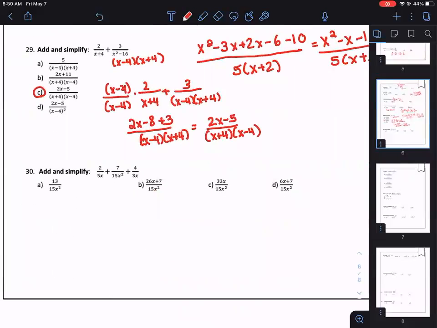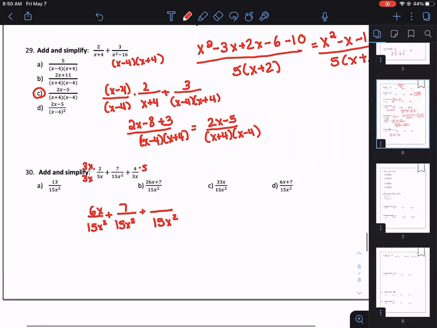In our next example, we're going to get a 15x squared. So that would be our least common denominator. You can see the second fraction already has it. So we just have to manipulate the first. 3x top and bottom gives us 6x. And the last 5x top and bottom gives me 20x. Since it's all addition, we will get 26x plus 7 over that common denominator.